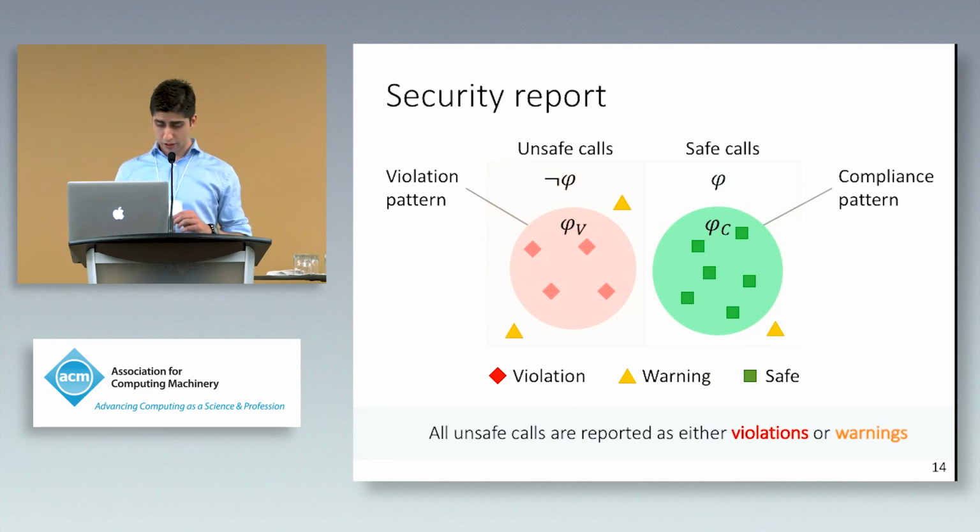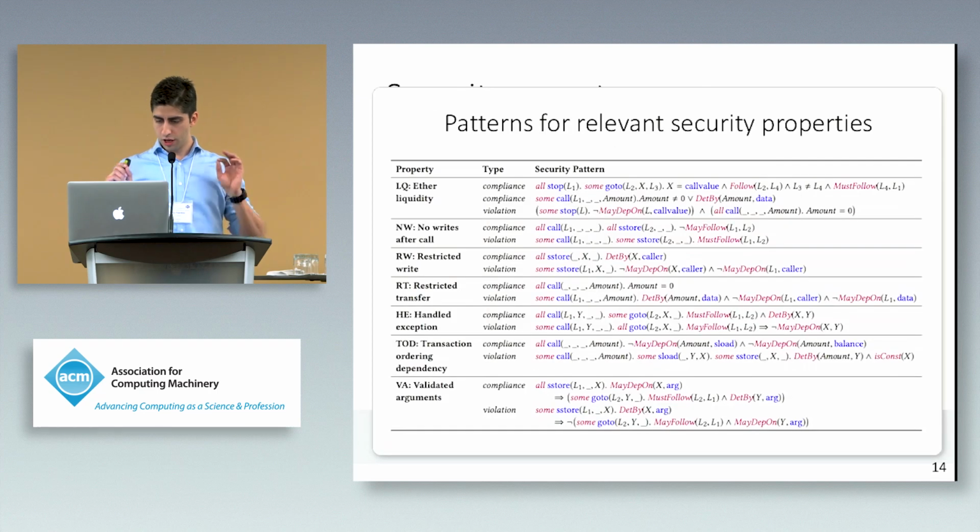So the important point here is that all unsafe calls will be reported as one of these two kinds, either a violation or a warning. In the paper, we also define seven relevant security properties. We define their patterns and prove the logical relationship between these patterns and these properties.